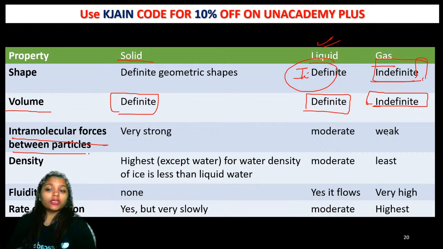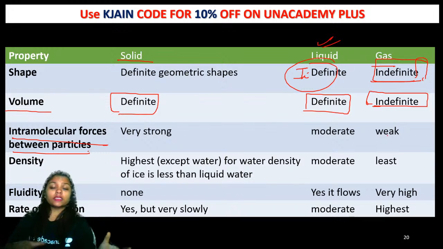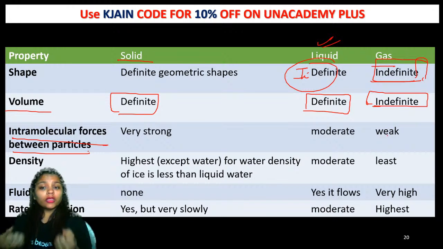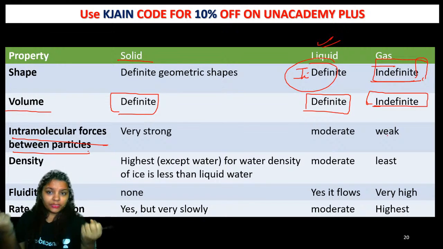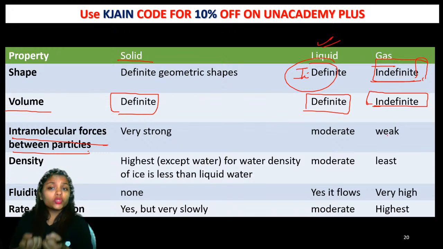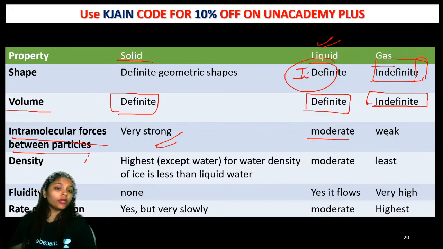If I talk about the intermolecular space between the particles of solid, liquid and gas, in solid the particles are tightly packed. They are present very close to each other. So the intermolecular forces are very, very strong. One atom or one element is attracted to the second element very strongly. So very strong bonds. In liquid there is moderate bonding. In gas there is weak bonding.